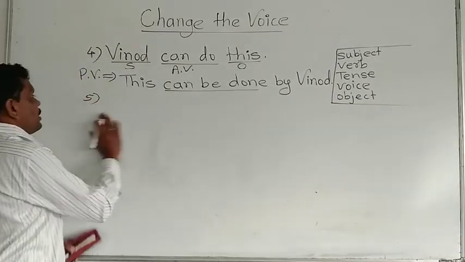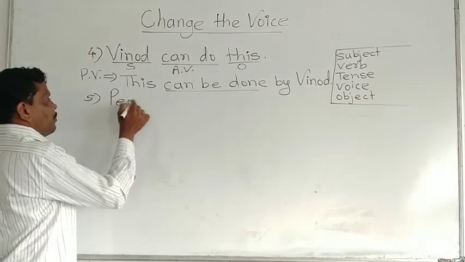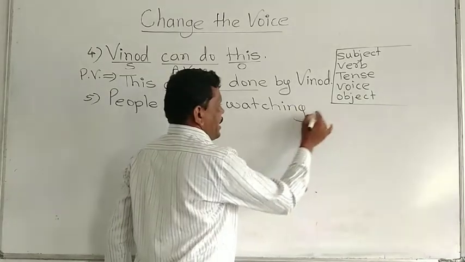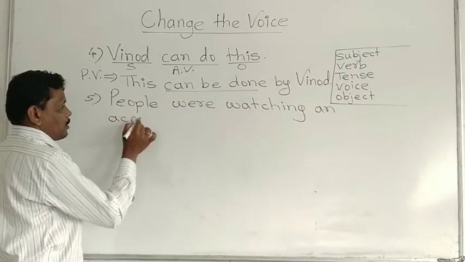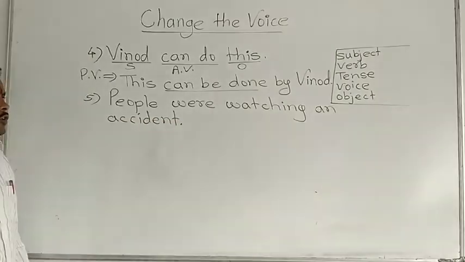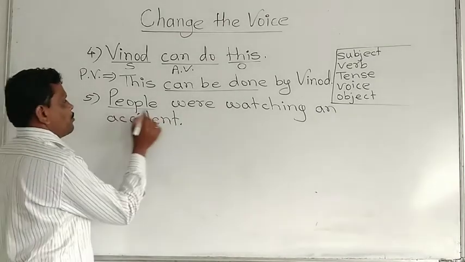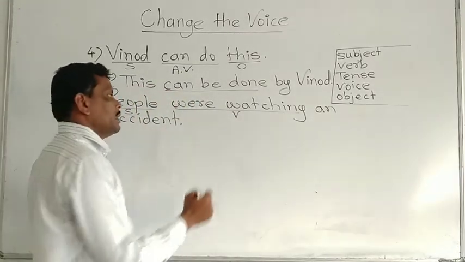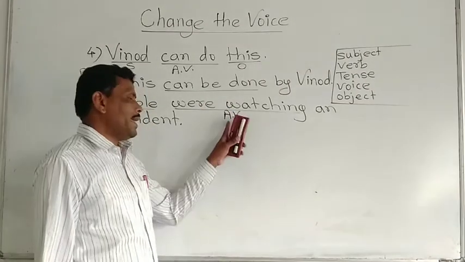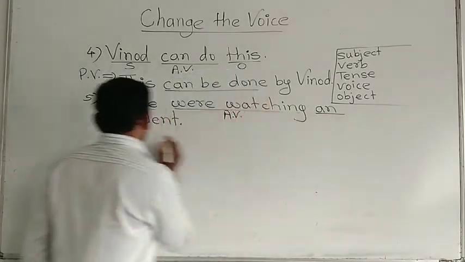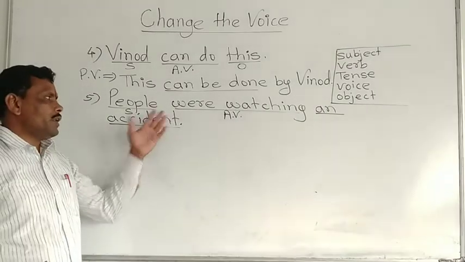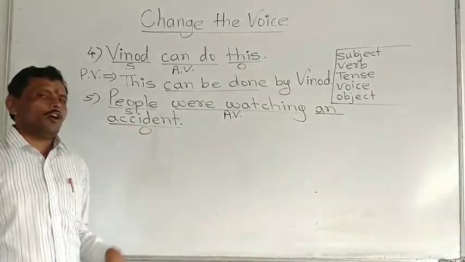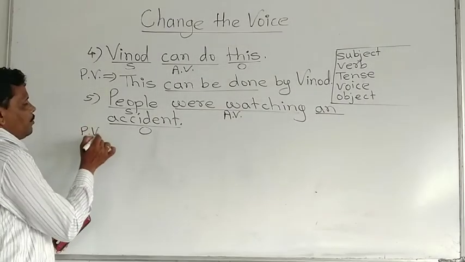Next example, example number 5. People were watching an accident. This example is given. People were watching an accident. Now find out where the subject is. People is the subject. Were watching is the verb. Its tense is past continuous tense. Is this active voice? Yes, this is the active form of verb. Active voice is given, and an accident is the object, because when you ask the question with what, what were people watching, its answer is an accident, so the object is there. Now change this example into passive voice.